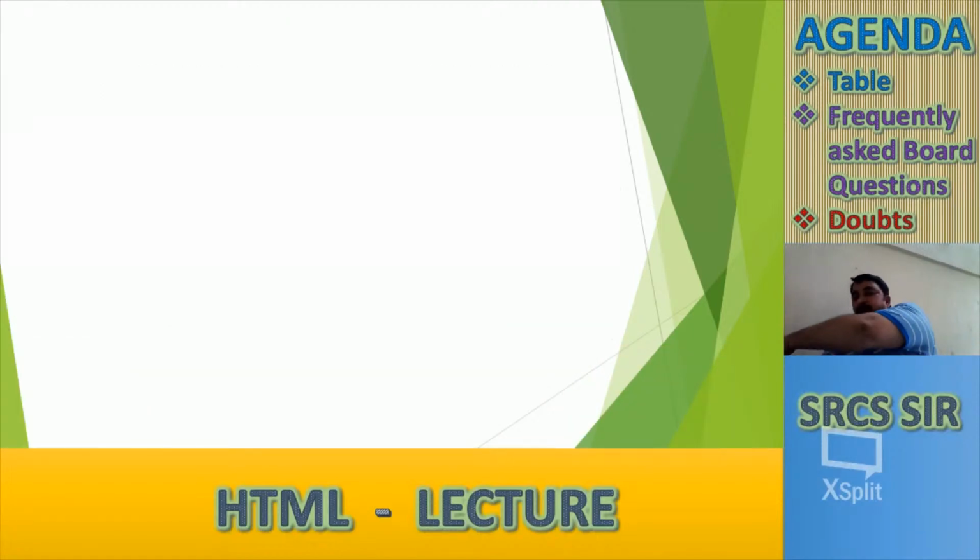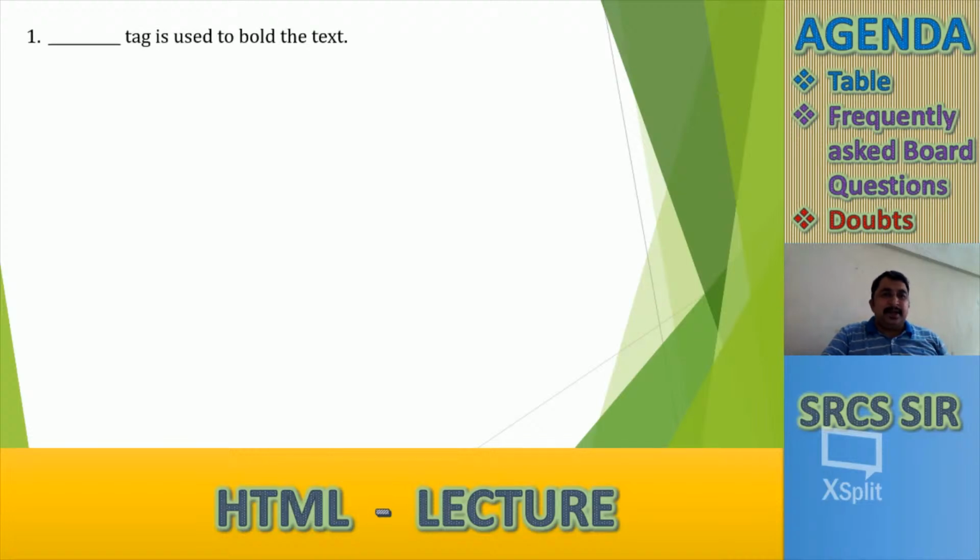Right. So now I will give you the questions you have to answer. I will check your chat reply. Dash tag is used to bold the text. Come on, give me your answers. These are all MCQs, frequently asked MCQs in your board. Dash tag is used to bold the text. Very good. Bold. These are the options. Big, B, underline. Big, as you know, to make the font size bigger.